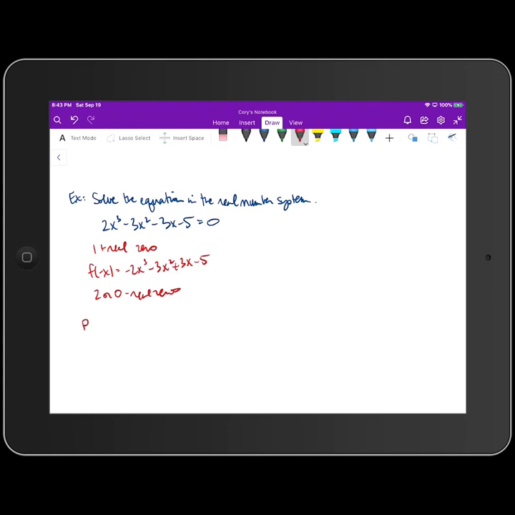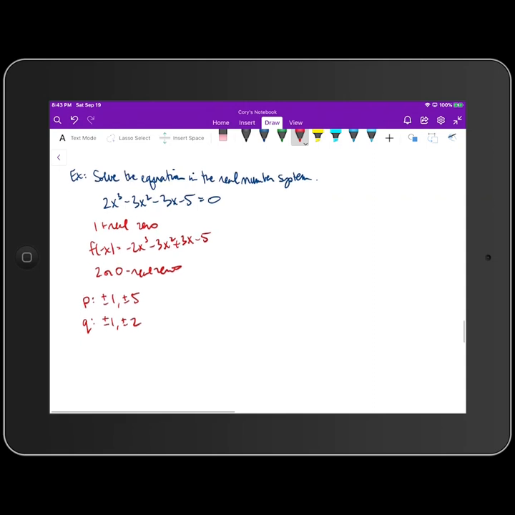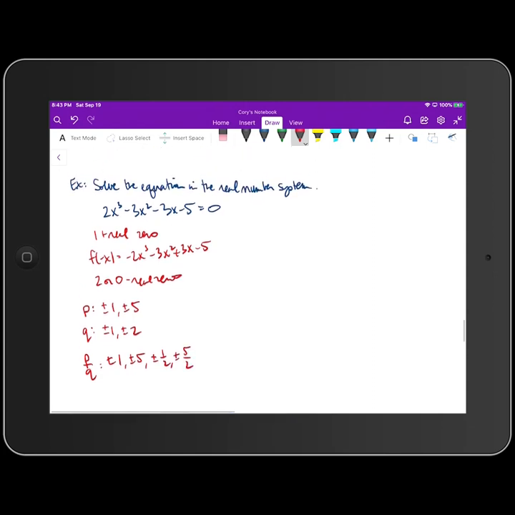Okay, so our p values are factors of the constant term, which are just plus or minus 1 and plus or minus 5. Q values are factors of the leading coefficient, which are plus or minus 1 and plus or minus 2. So our p over q values are plus or minus 1, plus or minus 5, plus or minus 1/2, and plus or minus 5/2. Because there's one positive zero, I know I'm going to test the positive values first, and I got a good feeling about 5/2.